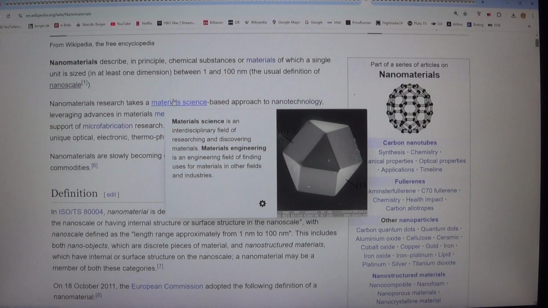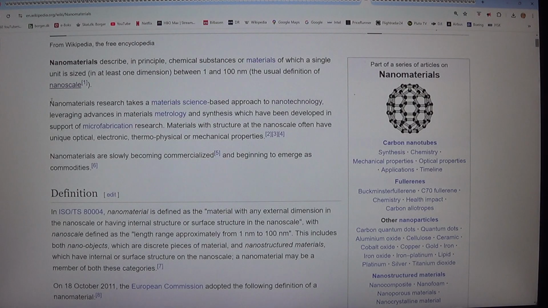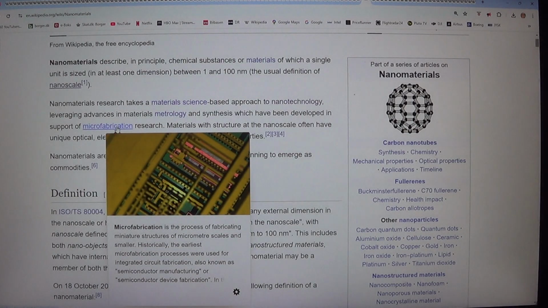Materials with structure at the nanoscale often have unique optical, electronic, thermophysical or mechanical properties. Nanomaterials are slowly becoming commercialized and beginning to emerge as commodities.